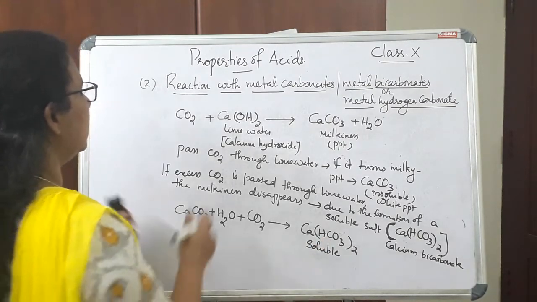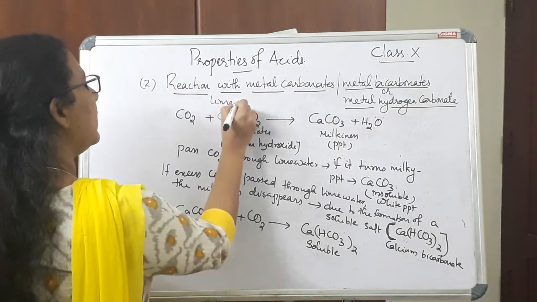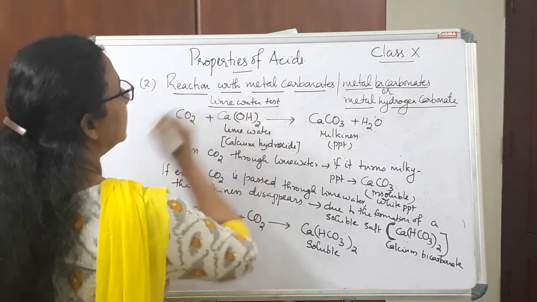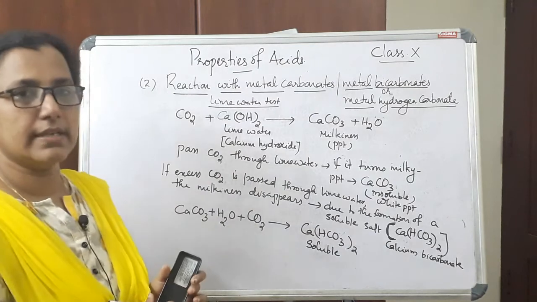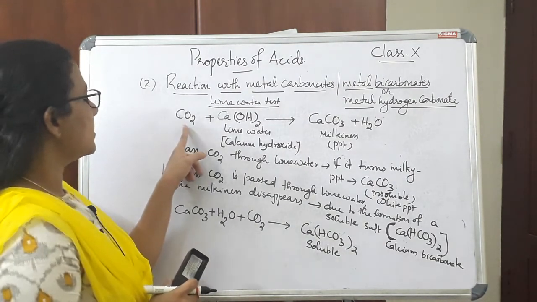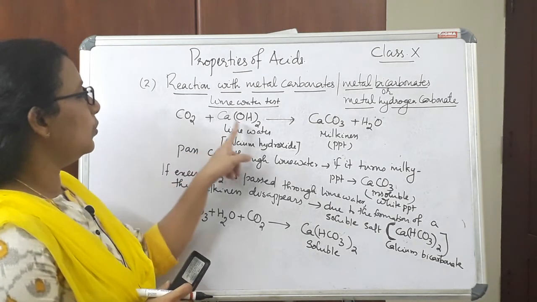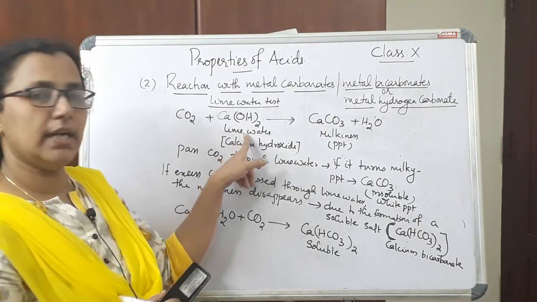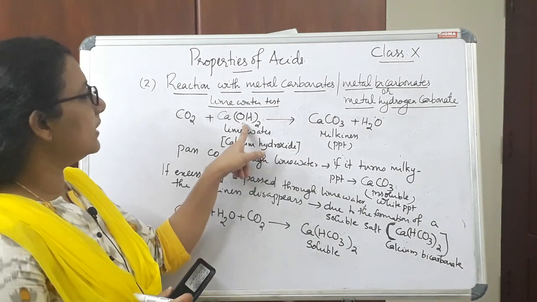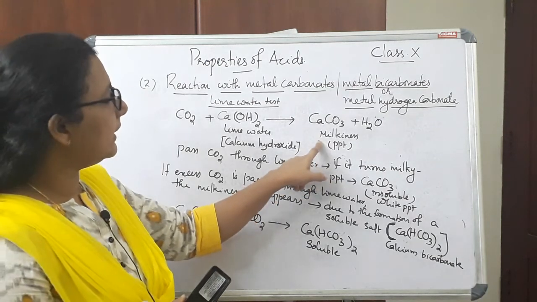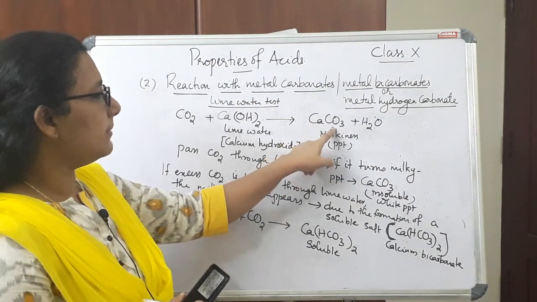So this is the lime water test. The lime water test is used for testing carbon dioxide gas. How to test carbon dioxide gas in the laboratory? First of all, we pass carbon dioxide through lime water. Lime water is colorless, so when it turns milky, that gas is carbon dioxide. The milkiness is due to the formation of calcium carbonate.